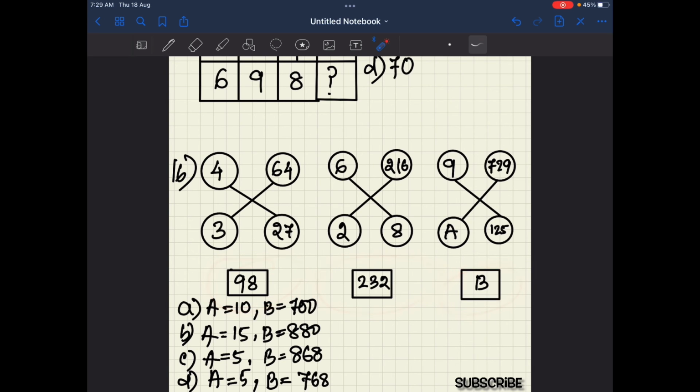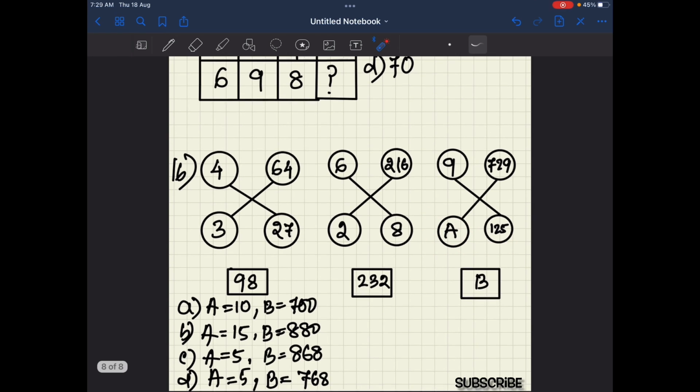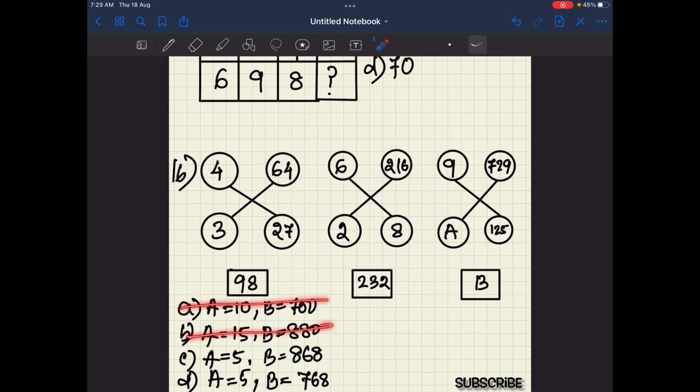So now we have to find it. If you can see it, it is nothing but the cube of 4. 4 cube is 64, 3 cube is 27, 6 cube is 216, 2 cube is 8, 9 cube is 729, and what would be A cubed? We all know that 5 cube is 125. Seeing the answer options, we can now reject these two because they do not contain A's value as 5. So these two will not be the answer anyhow. So out of C and D, we have to now think which would be the answer.